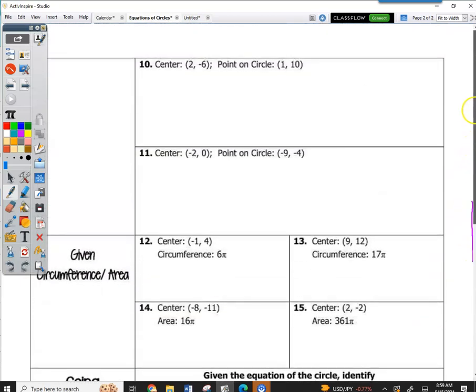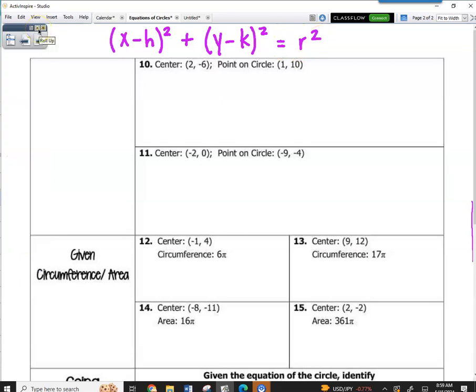So you're not having to flip back and forth to the front. I'm going to scroll to the top. In this space up here at the top, let's write the equation of a circle. It's (x − h)² + (y − k)² = r². Now you don't have to flip back and forth. Go ahead and get that down, and then I'll scroll back down.